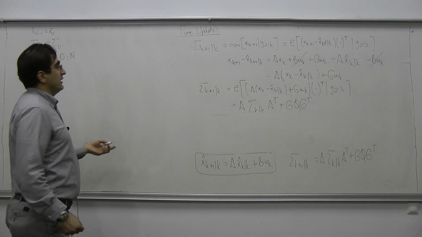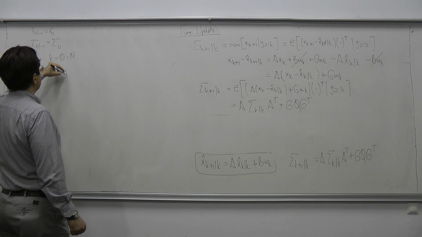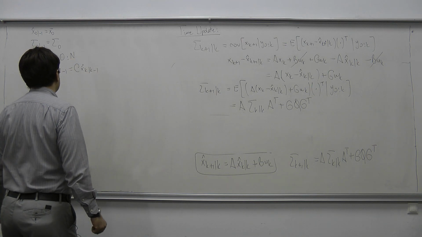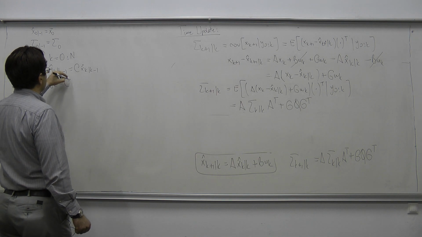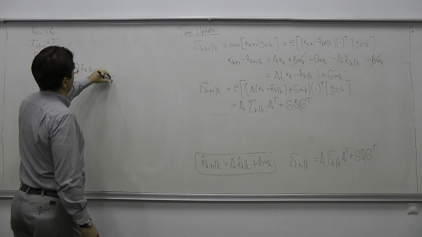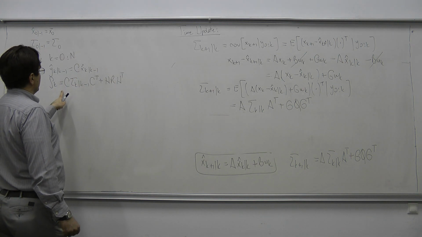The first thing that I have to do is to calculate the measurement prediction. y k given k minus 1 is C x at k given k minus 1. And then I calculate the innovation covariance. Sk is C sigma k given k minus 1 C transpose plus HRH transpose. Okay? Look at the innovation covariance.